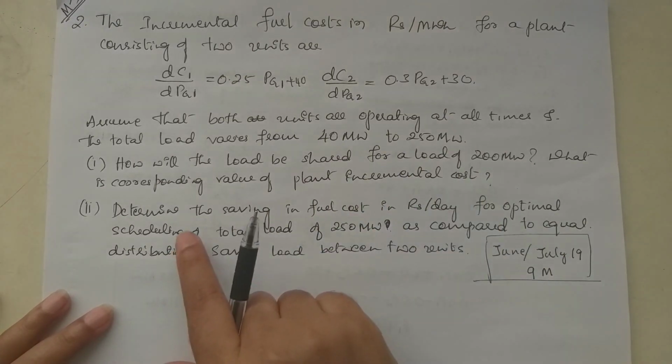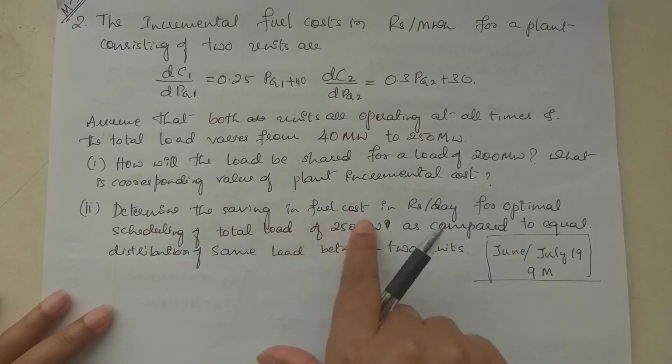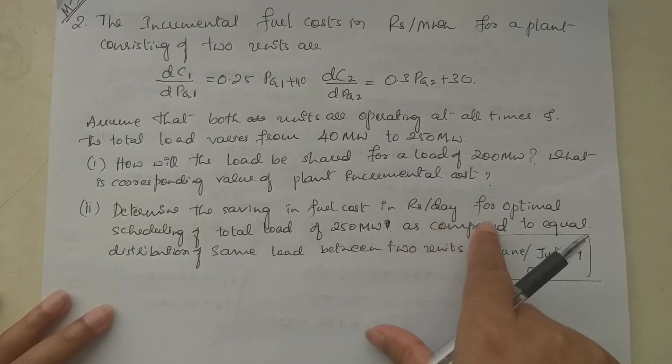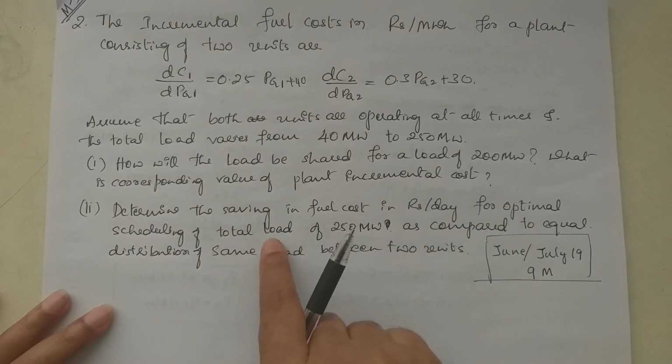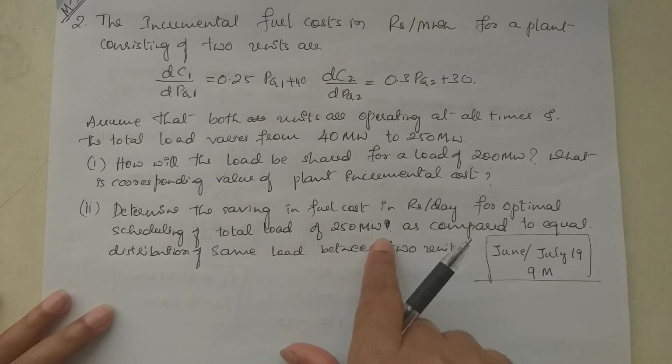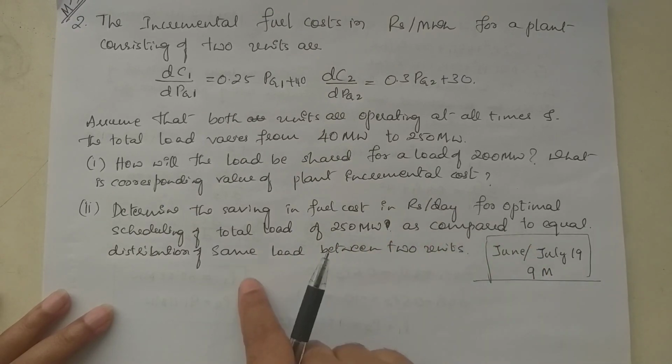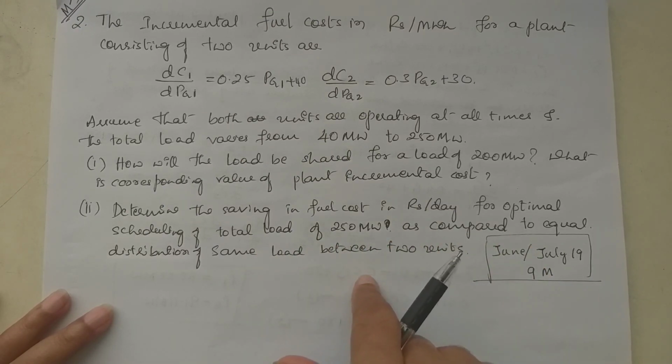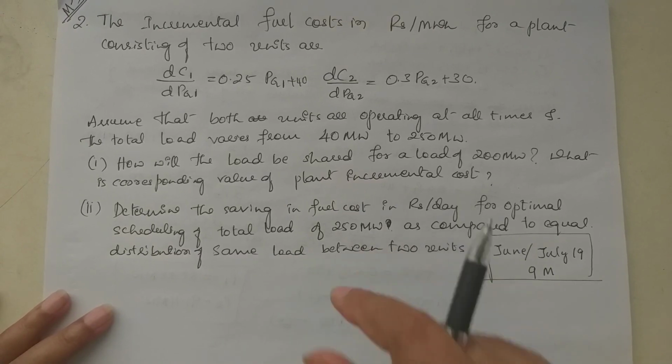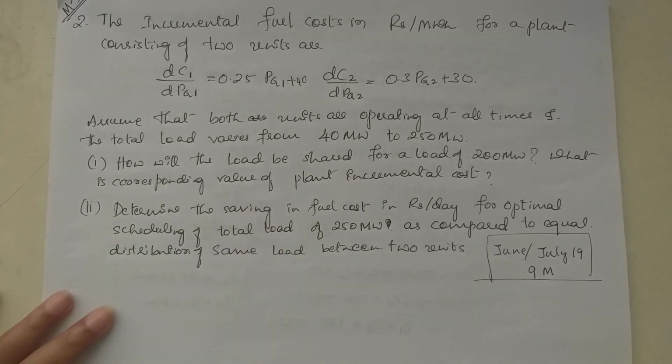The second question: determine the saving in fuel cost in rupees per day for optimal scheduling of total load of 250 megawatt as compared to equal distribution of the same load between 2 units. So we will write the incremental costs given.